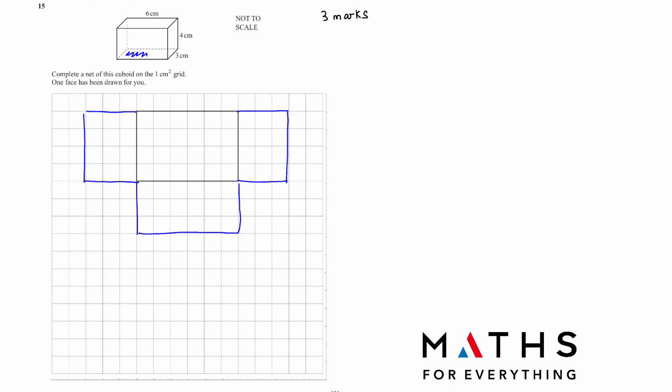And then we continue with the back one. The square that you see here, that is 6 by 4. So we will draw here 4 and 6 wide. The last one is the top one, which is 6 by 3. So 3 and 6. Total how many faces we got?